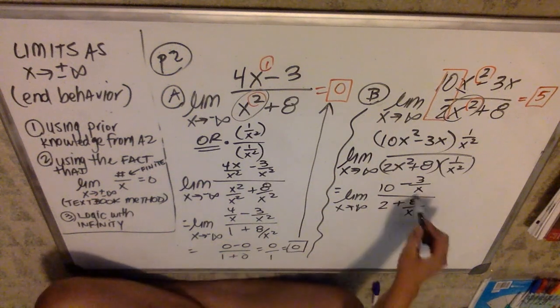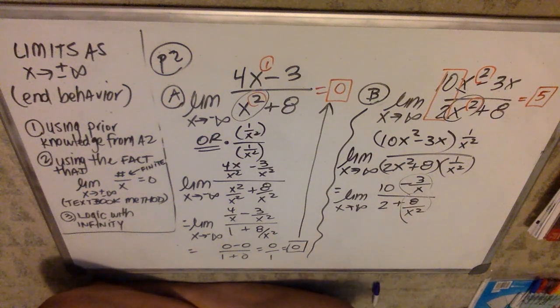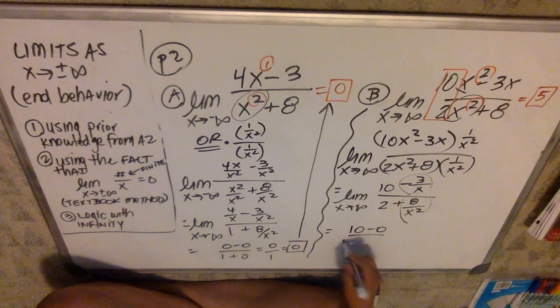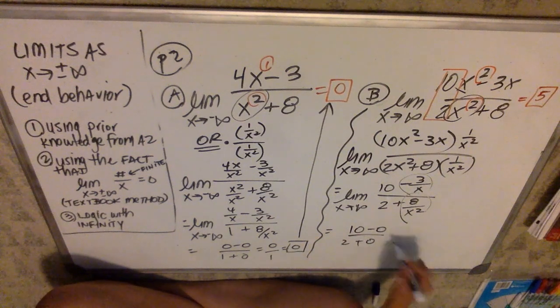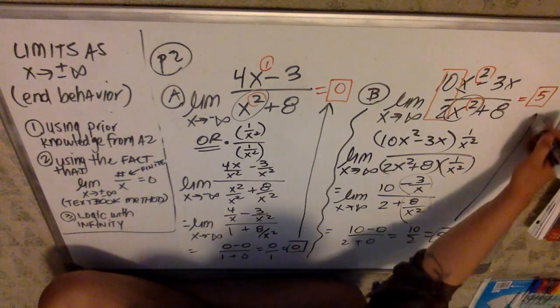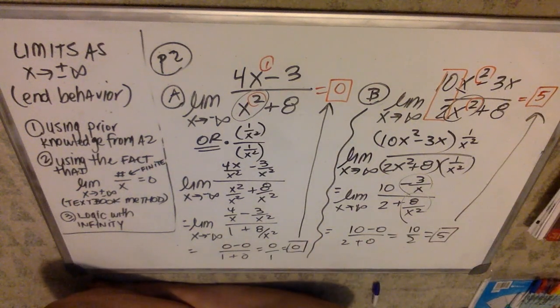Now when I go to plug in, both of these guys are going to get knocked out because they are a number that is finite over something that is infinite. So I'm going to get 10 minus 0 over 2 plus 0, which is 10 halves, or totally a 5. Again, not cheating if you're able to spot that using previous knowledge.